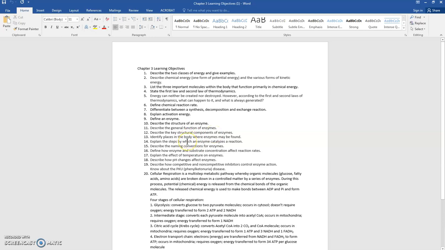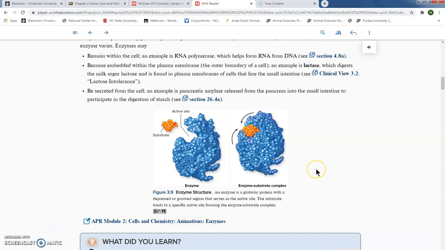Before we get to the steps that happen when an enzyme catalyzes a chemical reaction, we'll talk about where you can find enzymes in the body. So enzymes can be found inside cells. Sometimes the enzyme will be made by the cell, and it will stay inside the cell. And then there are certain chemical reactions inside the cell that they will need to catalyze.